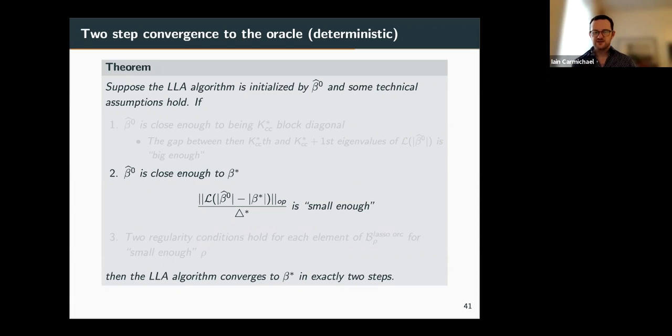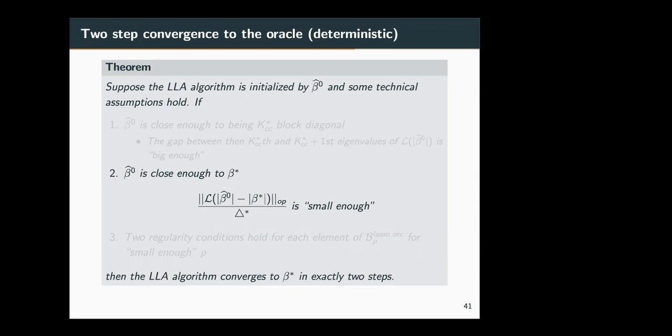Yeah, I see. I'm also curious, although this theorem is saying a very powerful result, converging in two steps, have you tried in simulations purposely choosing an initial point that's not so great? Does it converge fast as well?